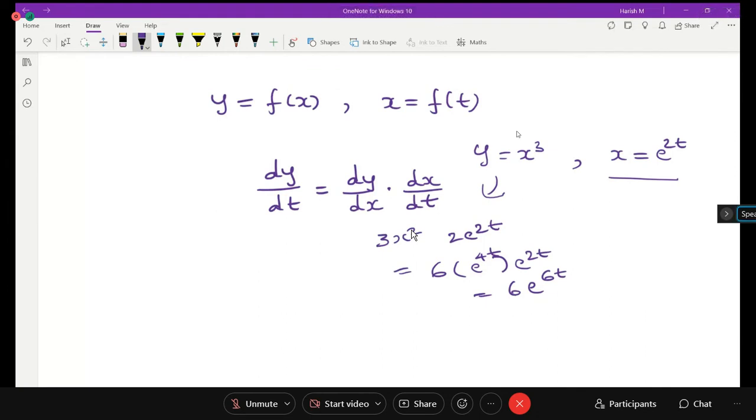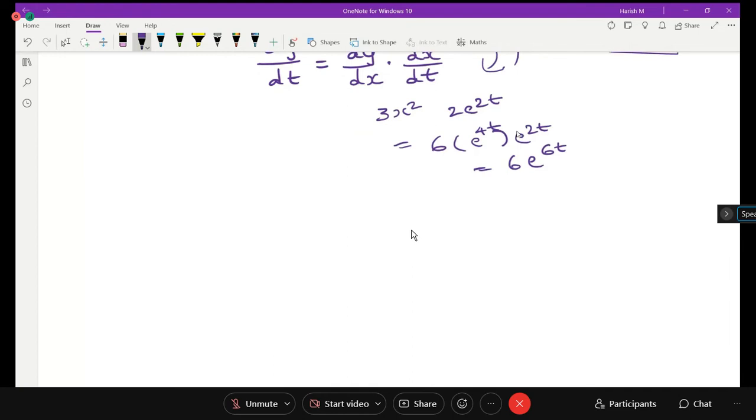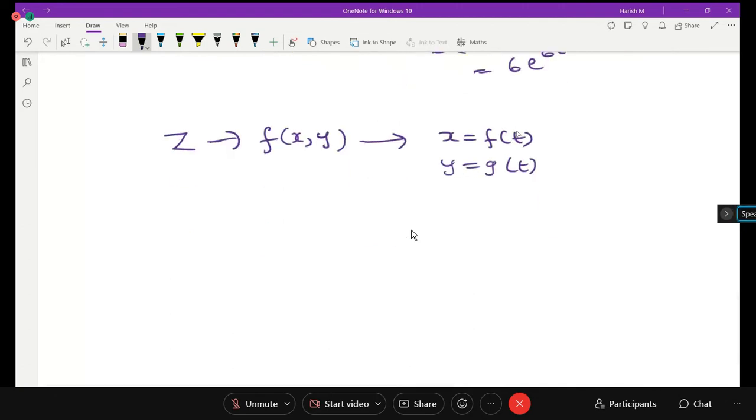Yes, sir. Straight away also you can do it by substituting x as e to the power of 2t, and cube of that will become e power 6t, which on differentiation gives you 6 times e power 6t only. But the rule which we are saying here is the chain rule of differentiation. The same thing we can follow in partial differentiation. For example, z is a function of x and y, and in turn, x is a function of t, y is a function of t. What happens to the relation?